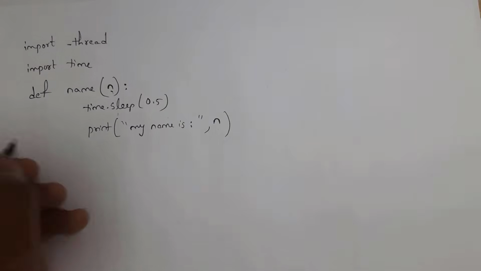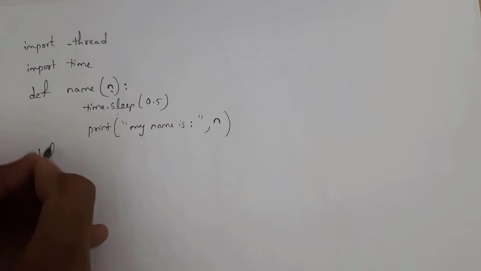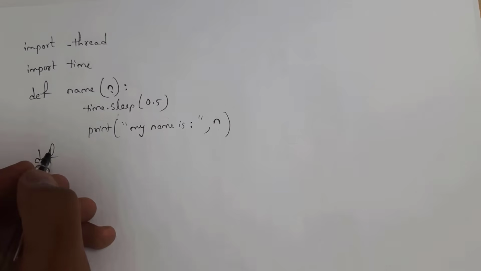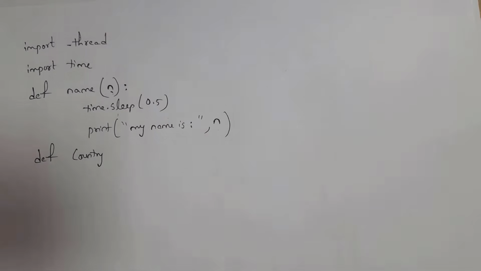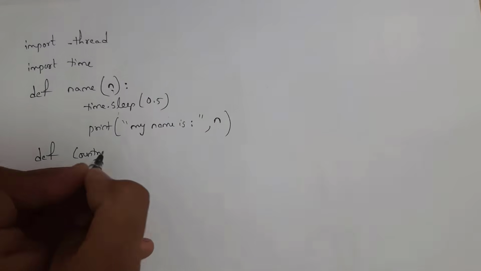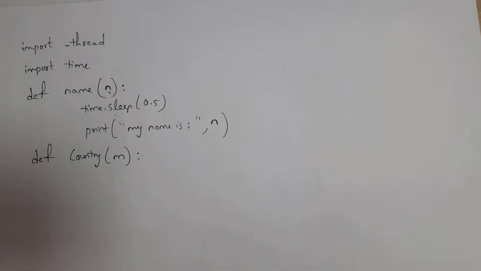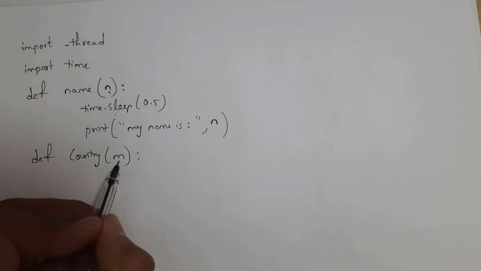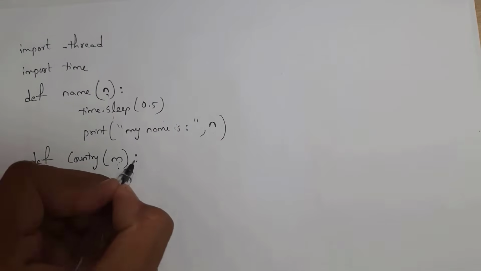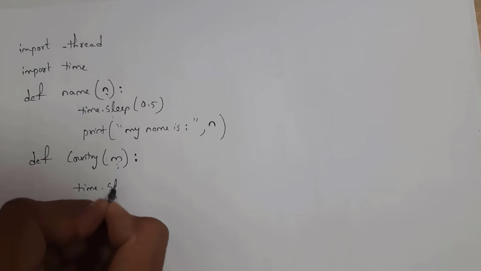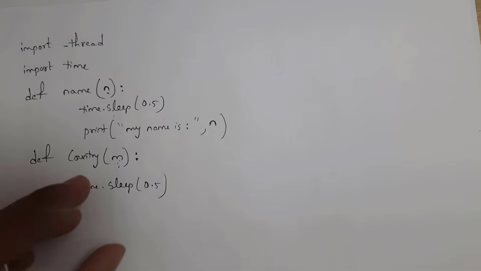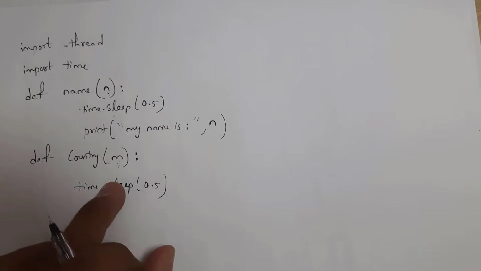And similarly, I took another function. By using keyword def define, you can create function. I am creating function. That function name is country. Inside country function, I am passing one parameter, that is m. For example, if I give country name India, it will be stored in parameter m. And take colon. Now inside this again I am writing time.sleep of 0.5. Because I want to execute this code after 0.5 seconds gap.